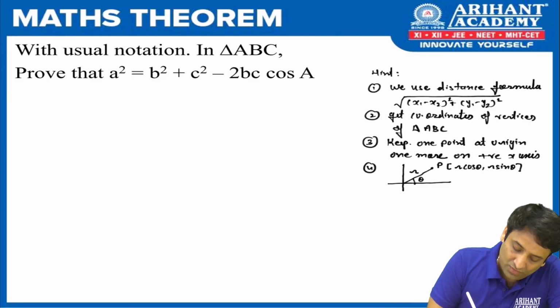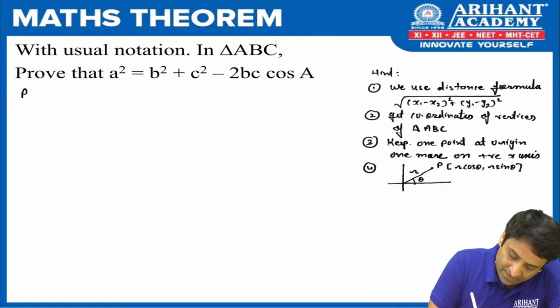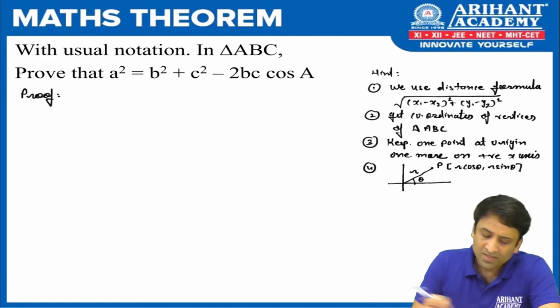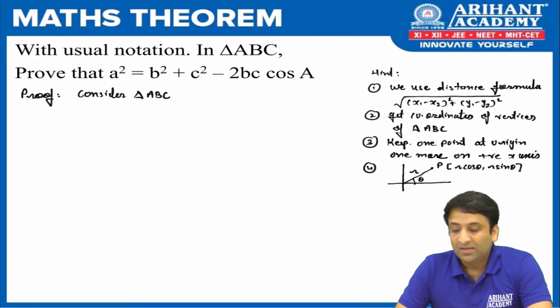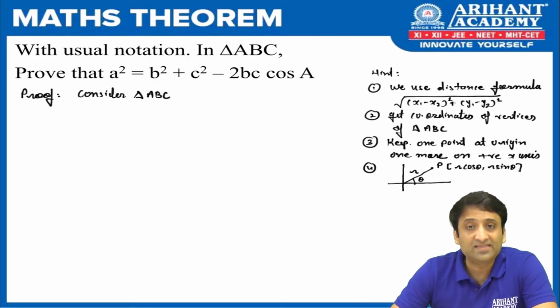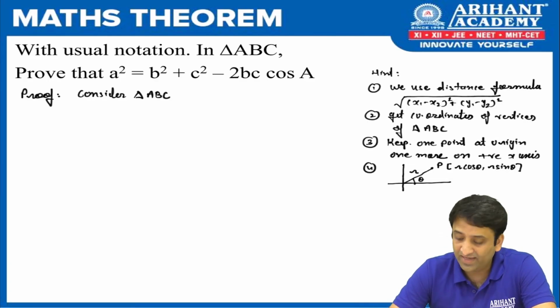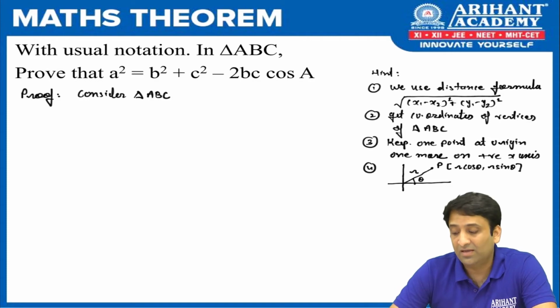So let me show you how these hints are going to help me to prove this result. What we do first is consider triangle ABC. As my hint number 3 says, I need to keep one of the vertices, or one of the points, at the origin and the other on the positive x-axis.